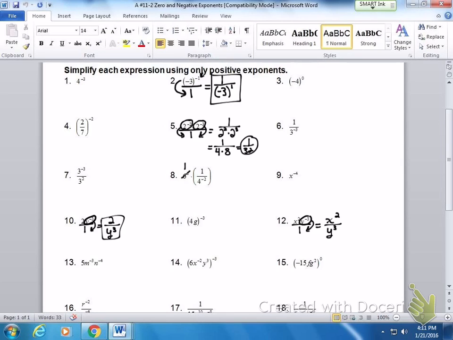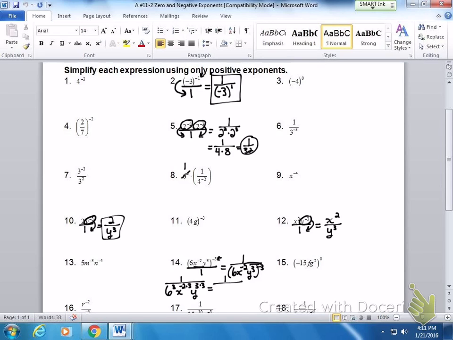Number 14. Number 14 has some negative exponents trapped by another negative exponent. So first, I need to move everything to fix this one. It's a numerator, so I move it all to the denominator: 6x to the negative 2, y to the third, cubed. Now, I need to fix everything by cubing everything on the denominator. I have 1 over 6 cubed, x to the negative 2 times that 3, because we're multiplying exponents, and y to the 3 times 3.